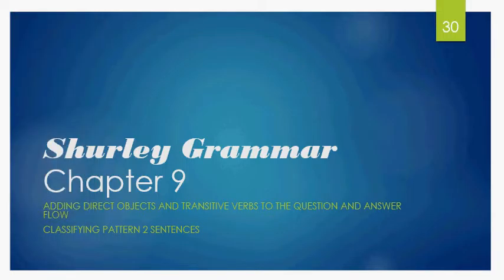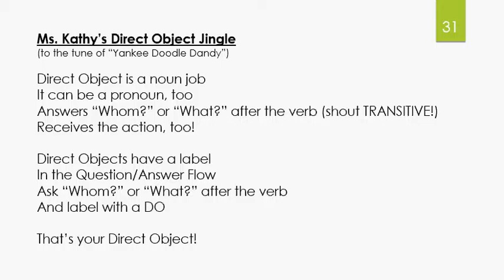Right, friends, we're going to talk about Chapter 9 in Shurley Grammar. We're going to be adding direct objects and transitive verbs to the question and answer flow, and that means we're going to be classifying Pattern 2 sentences. You've been doing Pattern 1 sentences for a long time, so I bet you're ready to do something new.